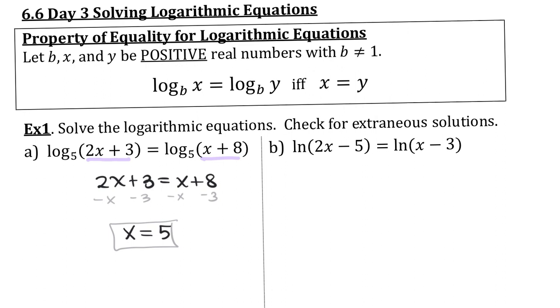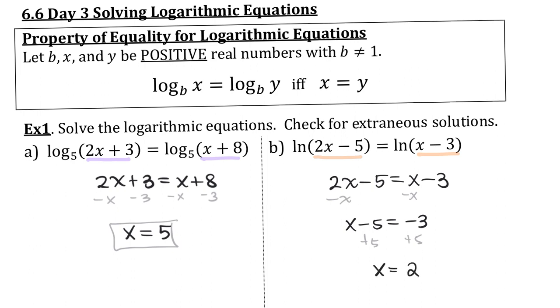Okay, let's look at b. It says the natural log of 2x minus 5 is equal to the natural log of x minus 3. They are both natural logs. They have the same base e. Since they have the same type of log with the same base, it must be true that this argument is equal to this argument. So 2x minus 5 must equal x minus 3. Now I'm going to solve it. x minus 5 equals negative 3. Oh, I could have canceled the 5 at the first step if I wanted to. So I get x equals 2.